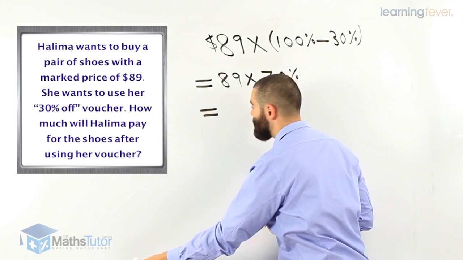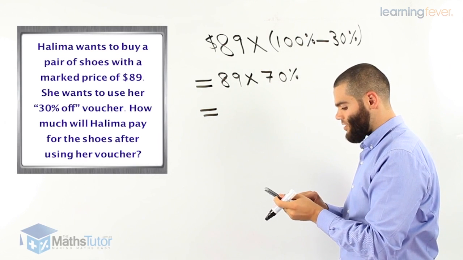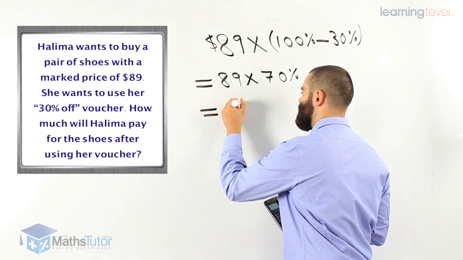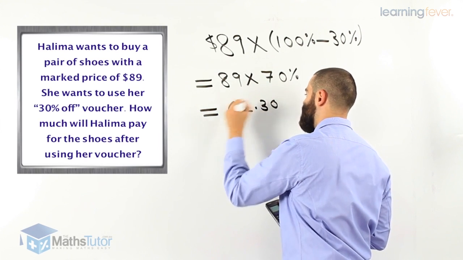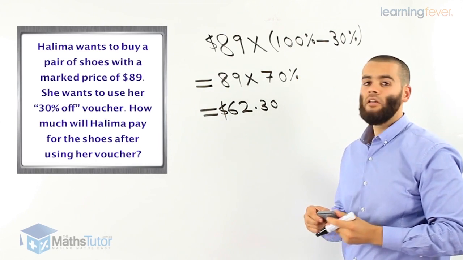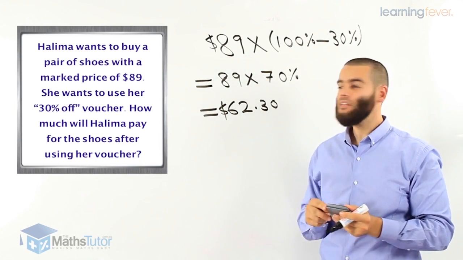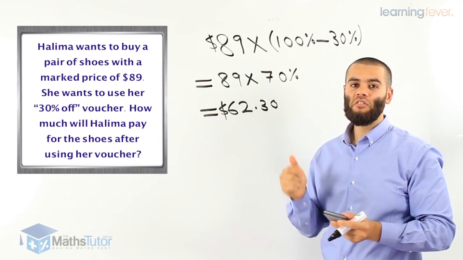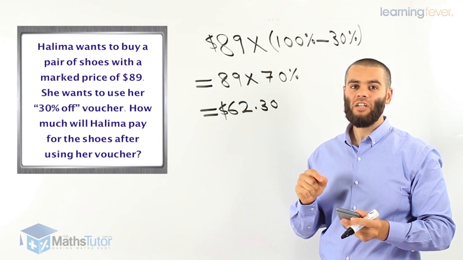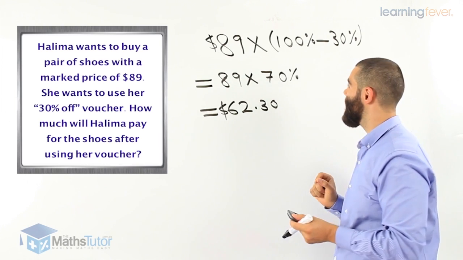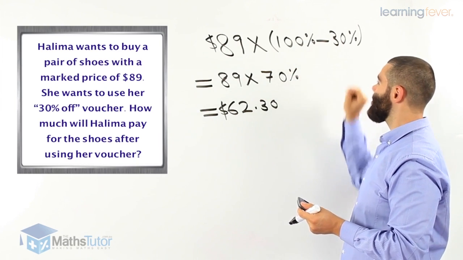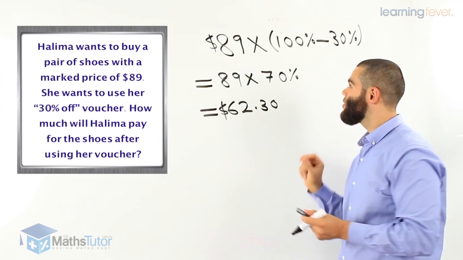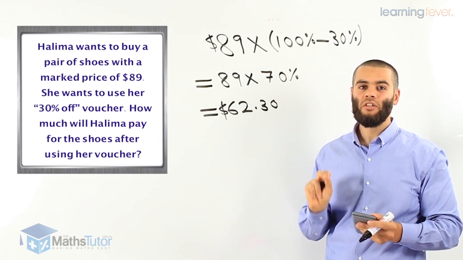Let's see what the new price will be for the shoes. 89 times 70%. She'll be paying $62.30. So as you can see, the price went down from $89 to $62.30. That's the new price for the shoes. Why? Because the shoe price went down, it decreased by 30% because of the voucher she had. 100%, take away 30%, 70%, 89 times 70%. That's the way to work out and to decrease an amount by a percentage.